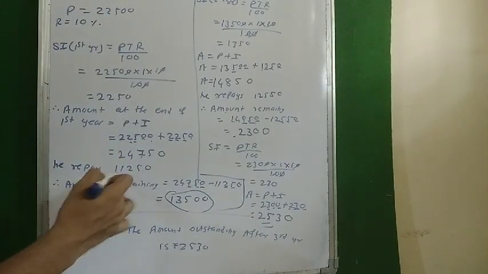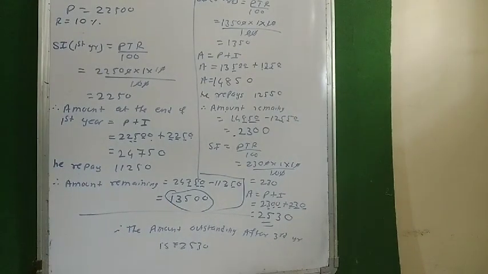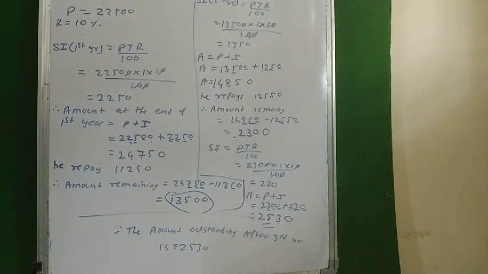Whatever amount is paid is subtracted, and the next interest is calculated on the remaining amount. These are the 4 sums. In the next video, I will do the next sums.